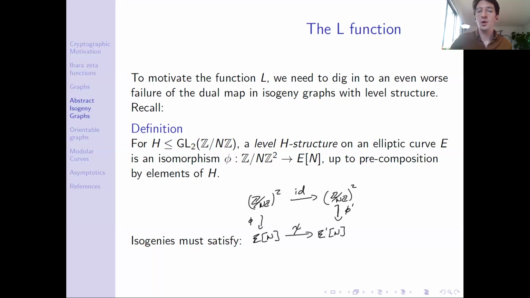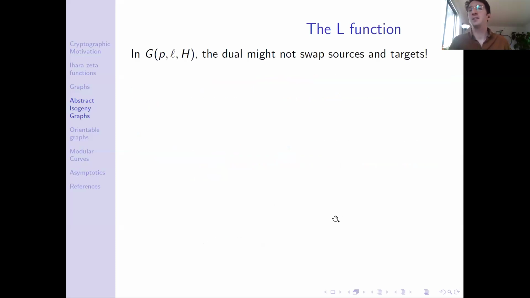Right. So for our isogeny graphs with level structure, we take our vertices to be elliptic curves together with H level structures, and our isogenies to be isogenies between them, but they have to respect the level structure in the sense of this diagram. So why does that mess up duals even further in some cases? Well, it's because the dual in GPLH might not even swap sources and targets.